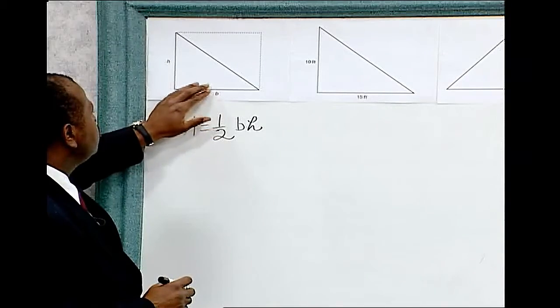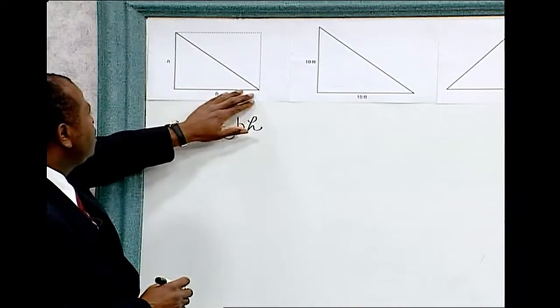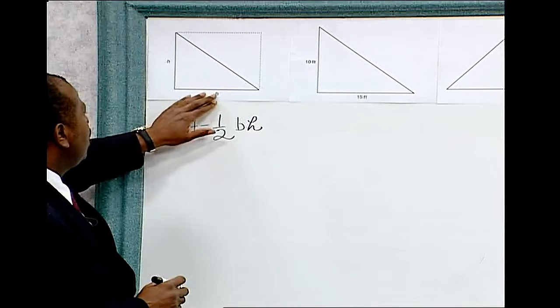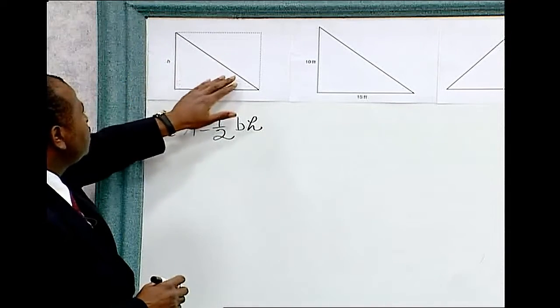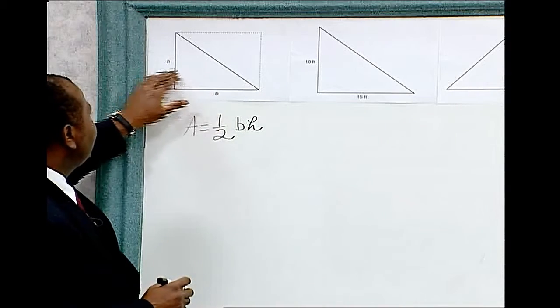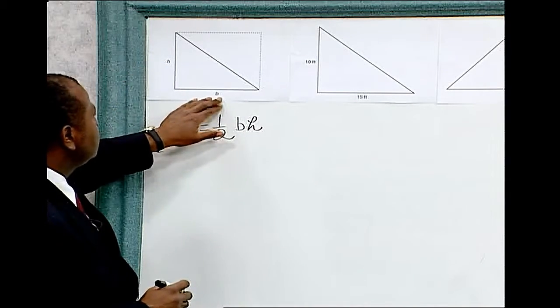The formula for a triangle is different from the formula of a rectangle. You will notice that in a triangle, we use base and height to denote the size. But in a rectangle, we utilize length and width to denote the size.